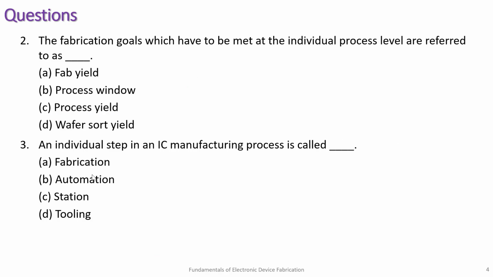Yeah. Okay. So fabrication goals that have to be met at individual process levels are referred to as what? Please check and tell. Fabrication yield, process window, process yield, wafer sort yield. Process window. Any other answers? Anybody else? Any other answers? If not, yeah.